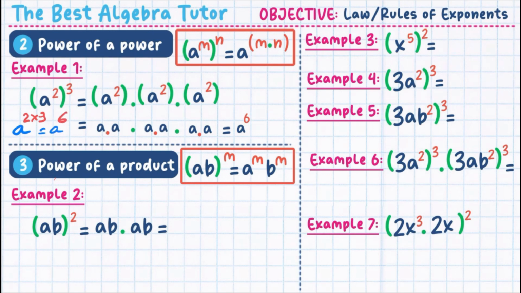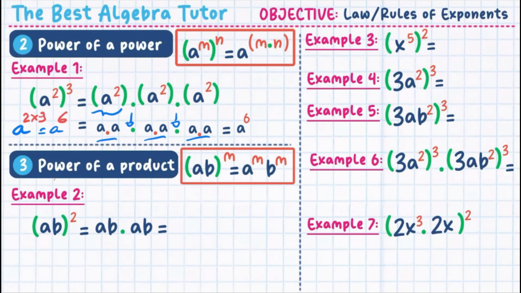Okay, to break this down, a squared to the power of 3 really means a squared times a squared times a squared. We have 3 occurrences of a squared. Then a squared means a times a multiplied by a times a multiplied by a times a. So now if I count how many a's I have: 1, 2, 3, 4, 5, 6. Therefore, my answer is a to the power of 6.